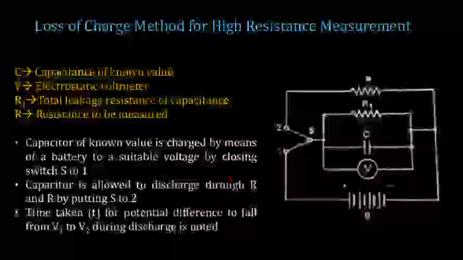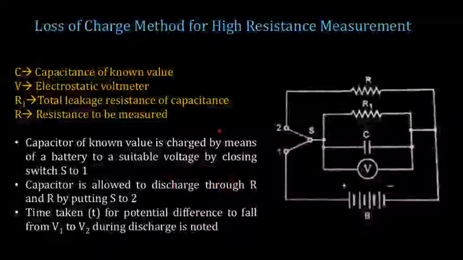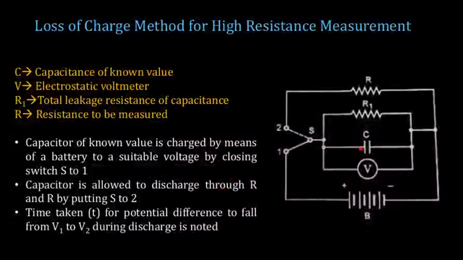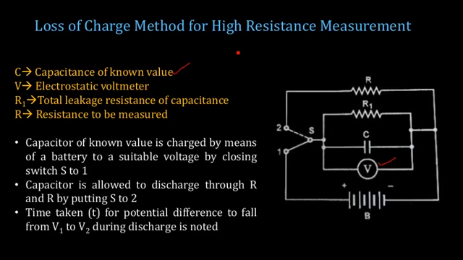So in the loss of charge method for measurement of high resistance, we have a capacitor connected across the resistance which is to be measured. So the capacitor is having a known value, and V is the electrostatic voltmeter which is used to measure the voltage across the capacitor, and R1 is the leakage resistance of the capacitor. So for a practical capacitor, this capacitor is associated with a leakage resistance. Okay, and ideally we say that the capacitor is having no resistance.